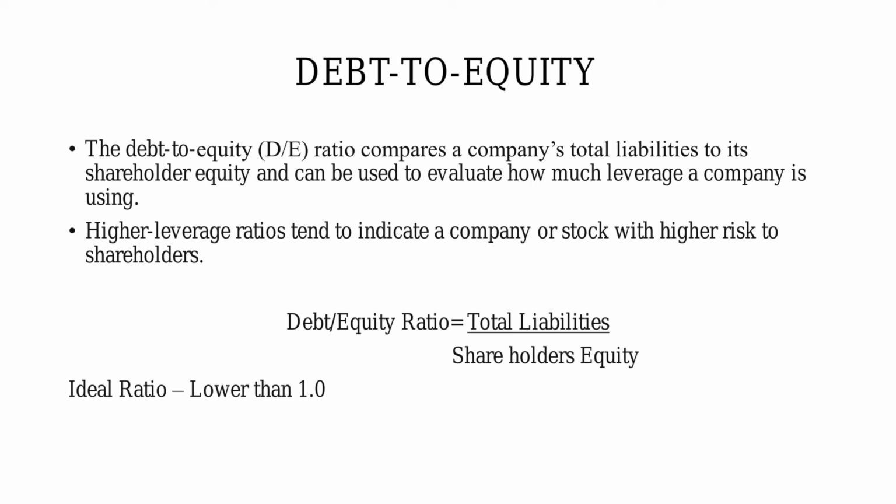Now, this is the first type of solvency ratio, which is debt to equity, and it measures the company's debt relative to the value of its net assets. So, all big investors or analysts check this ratio before investing in order to make sure that there are no chances of the company going bankrupt, which means that the company is solvent. And if we talk about the ideal ratio, it should be less than 1, and a higher ratio indicates a company or a stock with higher risk to shareholders. The formula for debt to equity ratio is total liabilities upon the total shareholders equity.